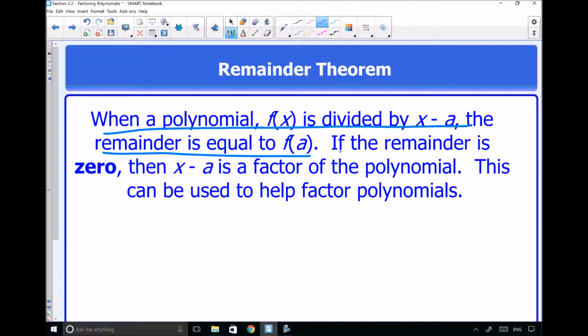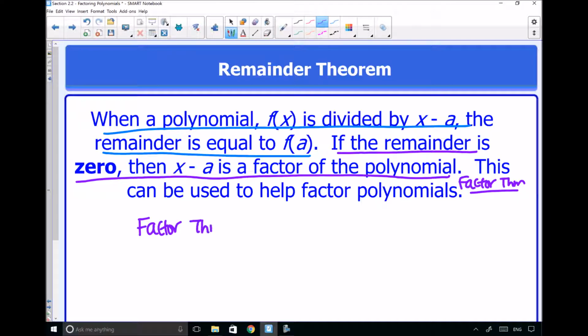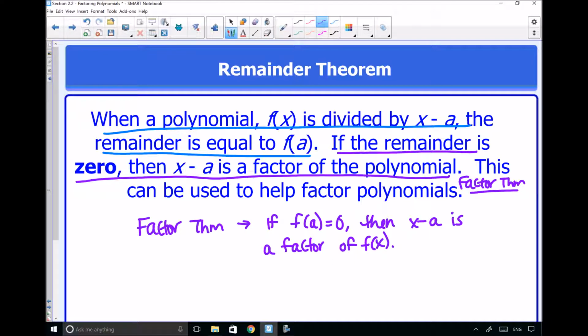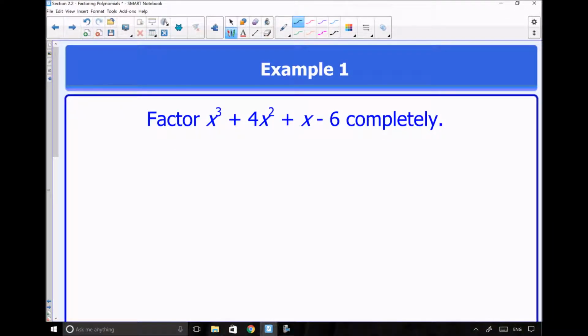We actually talked a little bit more specifically about the factor theorem, and the factor theorem right here is a special case of the remainder theorem, okay? So the factor theorem says, basically, if f of a equals 0, then x minus a is a factor of f of x. Okay? All right, so let's take a look at example number 1.